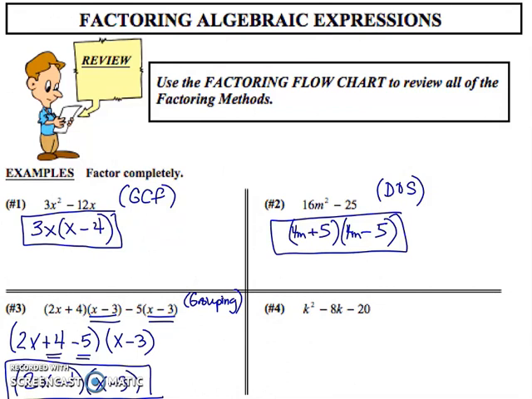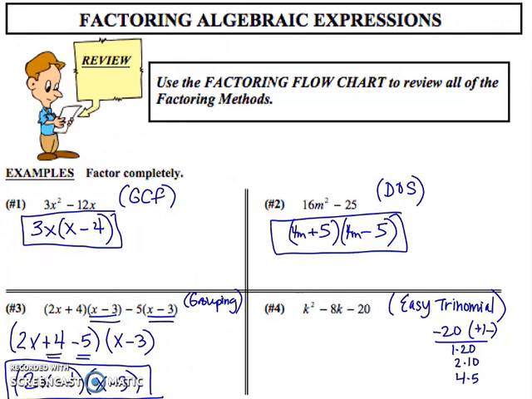Okay, problem number 4. We've got 3 terms, k squared minus 8k minus 20. This is what I call an easy trinomial. We are just looking for a pair of numbers that multiplies to make negative 20. Now, if two numbers multiply to make a negative, I know that we're looking for a pair with one positive and one minus. The next thing I have to do is think of the ways to make 20. There's 1 times 20, there's 2 times 10, and there's 4 times 5.